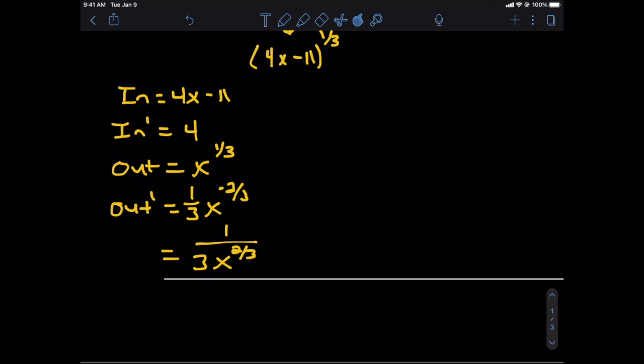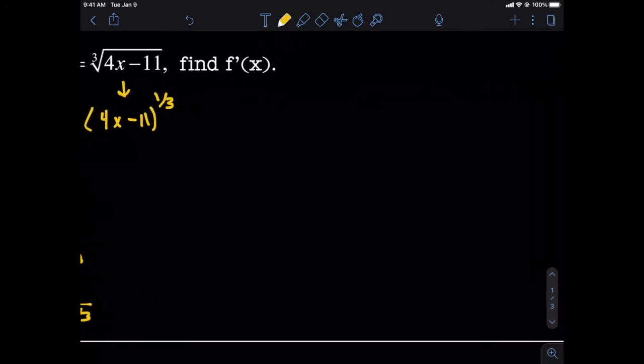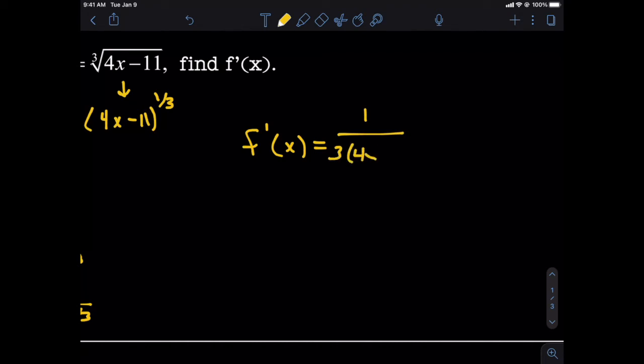So we're going to rewrite this. Our f prime of x is going to equal 1 over 3, and then instead of x we have 4x minus 11, this was our inside function, raised to the 2/3 of course, and then all times the in prime 4. We can actually do a little bit of something with this. We can multiply that 4 and put it in the top and make things look a little bit neater for us. So our quote-unquote final derivative is 4 over 3 times 4x minus 11 to the 2/3.